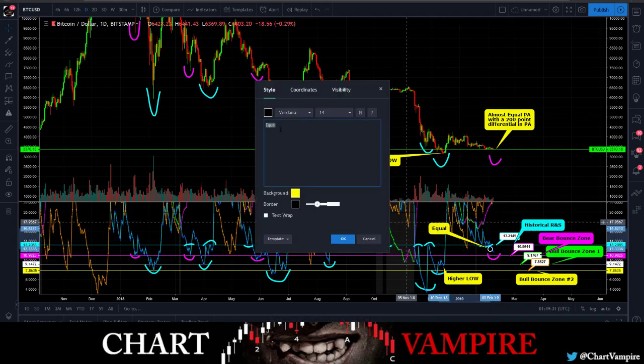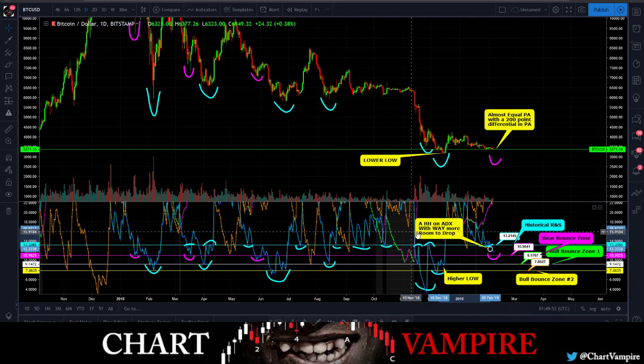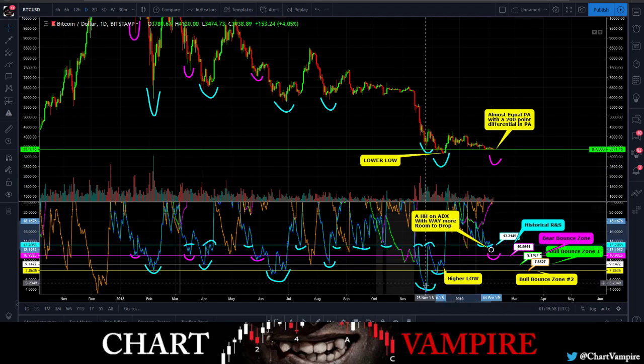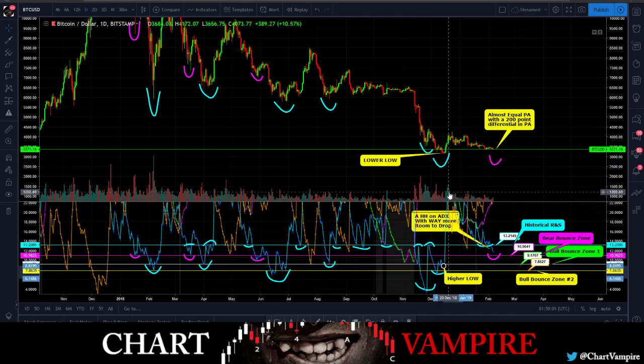but you've created a higher high on ADX with way more room to drop, right? So here, look at this. You've created a higher high. So this is where you were right here. When you bounced out of this, you've now retraced all the way back down on your ADX chart to your price action. But look at how much of a price differential.